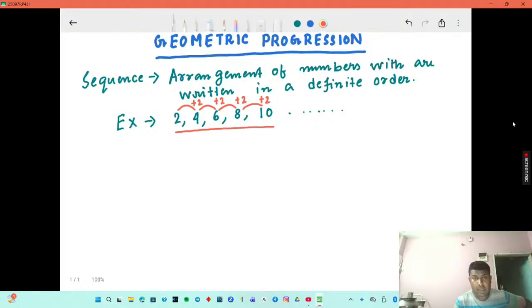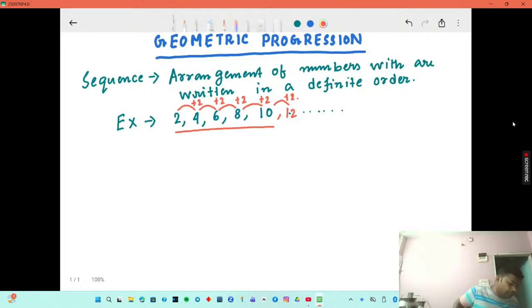Now what will be the next number if we want these numbers to be in sequence? Can you please write in the chat box? Here the next number will be 12. Why? Because in order to obtain 12 we have to add 2 to it. So we can say that these numbers are in sequence.